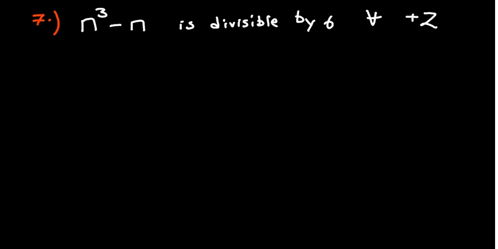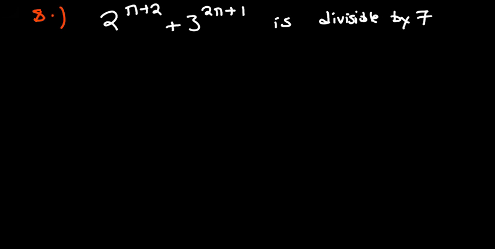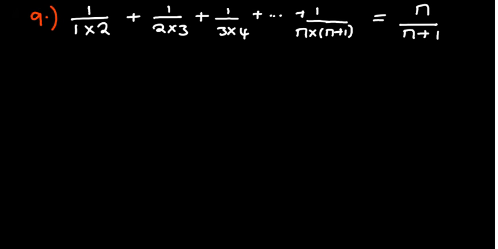And then we also need to prove that n to the power 3 minus n is divisible by 6 for all positive integers. We need to prove that 2 to the power n plus 2 plus 3 to 2n plus 1 is divisible by 7. And then we need to prove that as well.